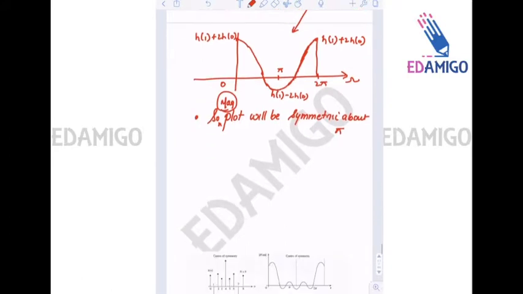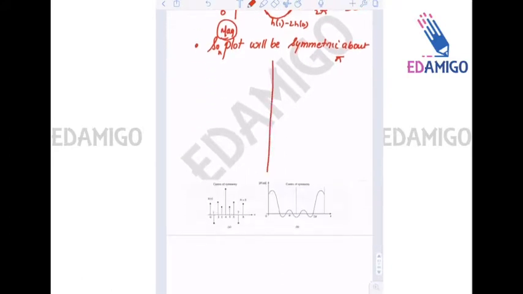Now this conclusion is valid for all, because here I have copied from a book. Here N is equal to 9, and here also it is symmetric about π. So this is the symmetric line, and this is π point, and this is 2π point. So the magnitude plot is symmetric about π is a conclusion of this FIR filter, where h[n] is symmetric and N is odd.